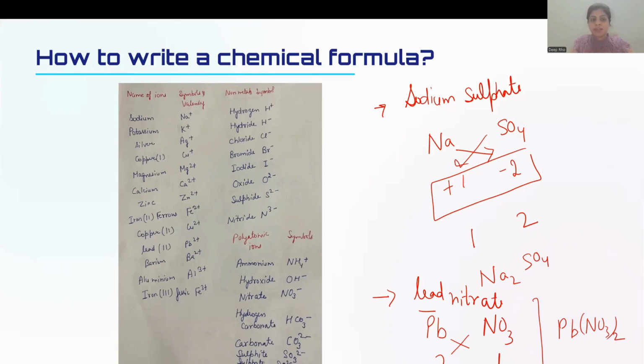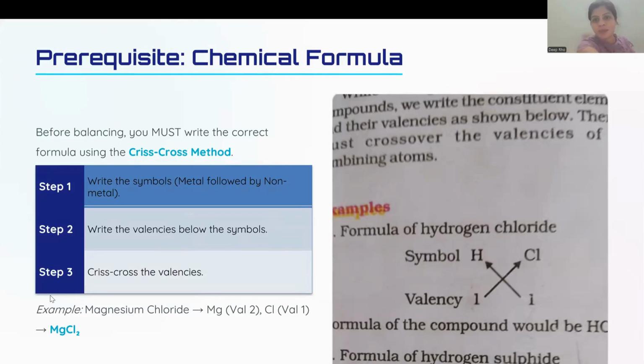So let's do the most important part of this chapter: balancing. Before that, you must know how to write different symbols, valencies, and then the formula of the compound. Write the symbol of the metal followed by the non-metal part. This is the rule. Then write their valency below the symbol. Like for magnesium chloride, you write MgCl. Magnesium has +2 charge, chlorine is 1. So MgCl2. I hope this is very clear to you.